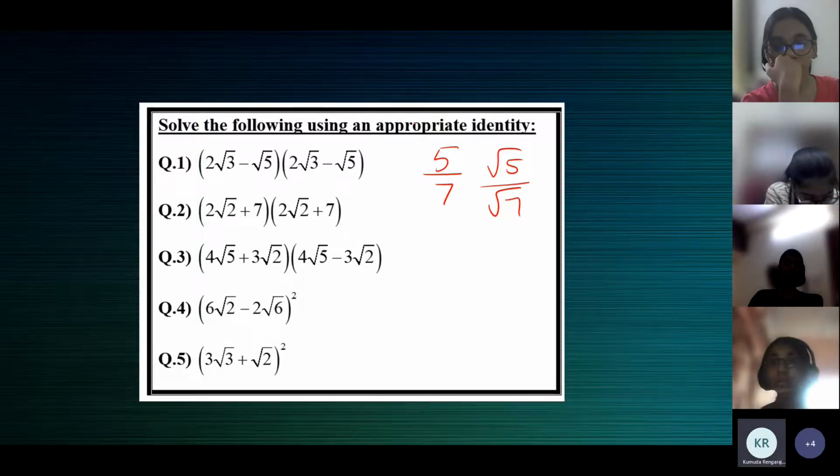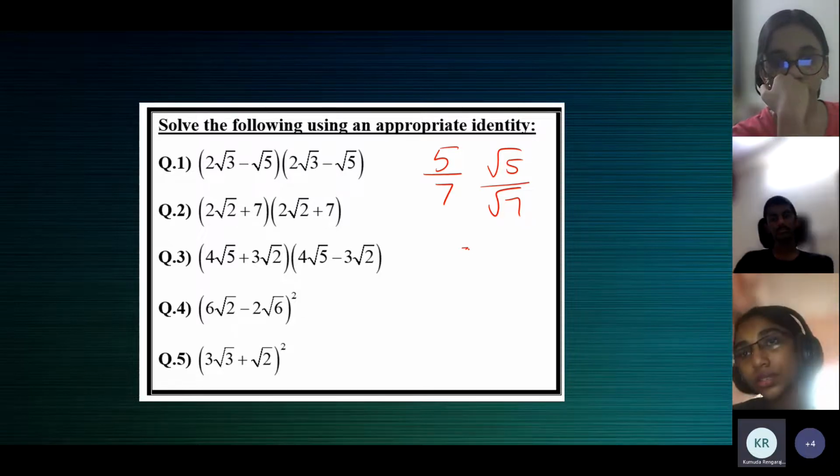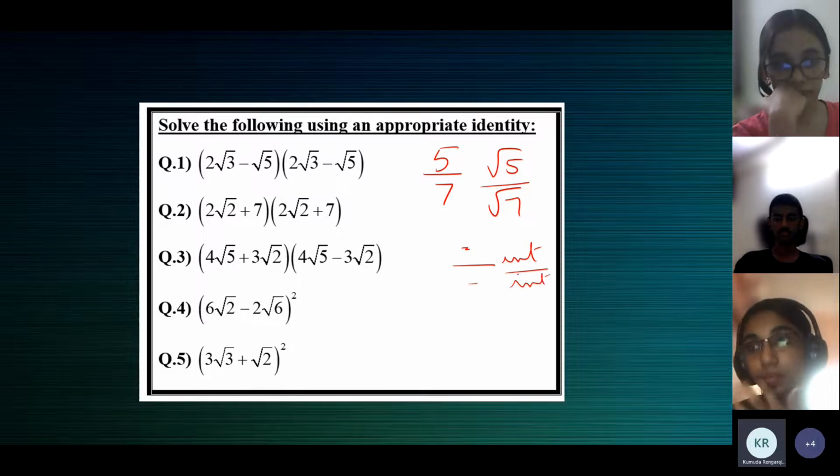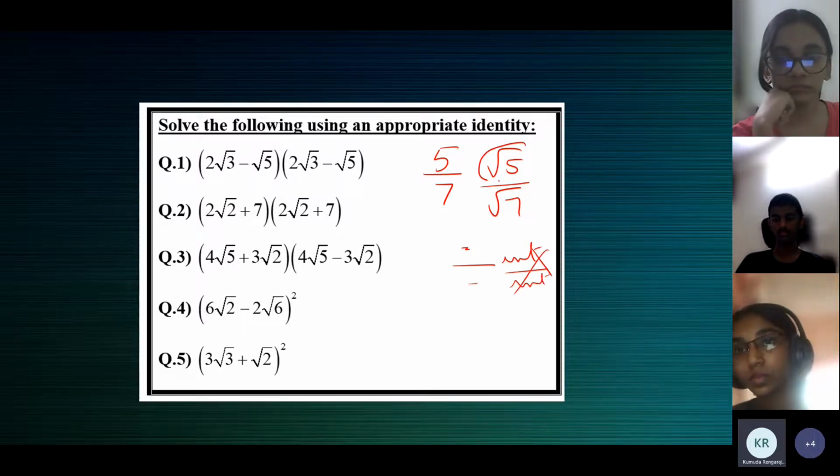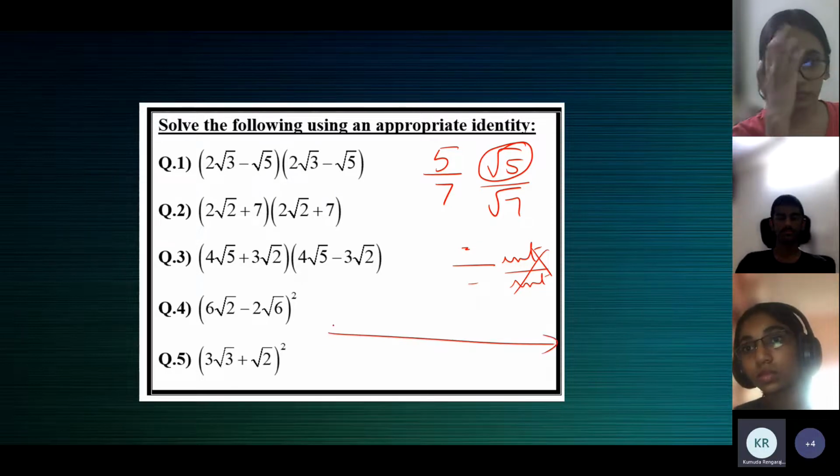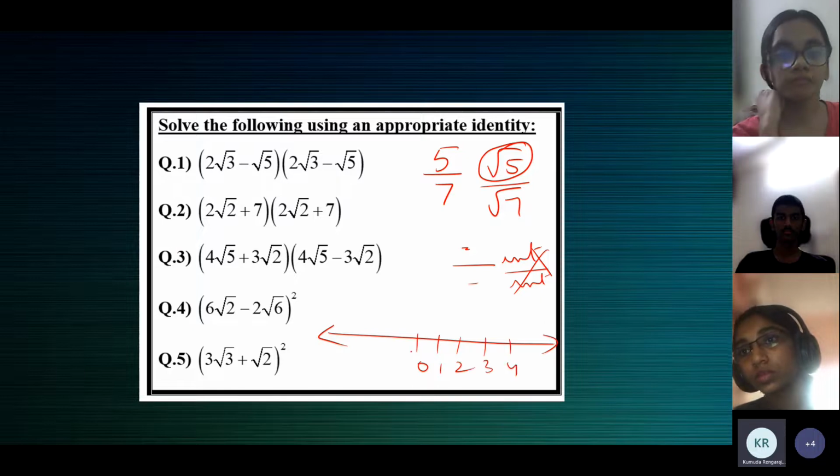Yes, children. So root 5 by root 7 may look like something upon something, but it's not in integer by integer form, because root 5 is not an integer. See the integers, see the collection of integers. These are integers. Am I audible and clear?